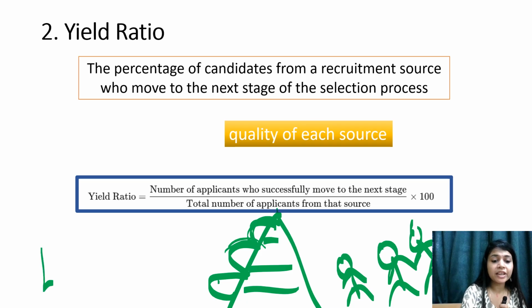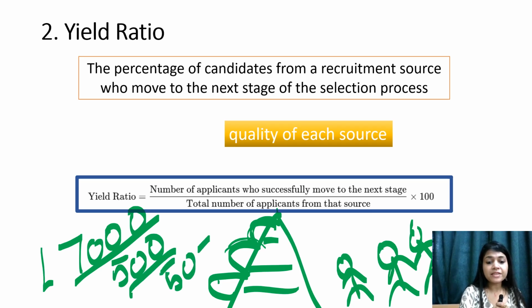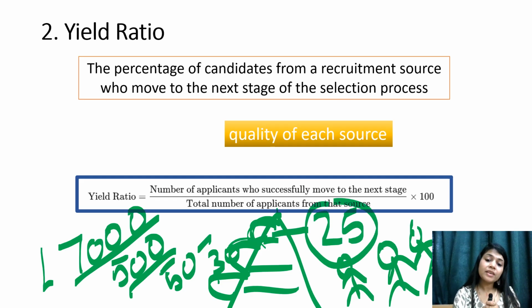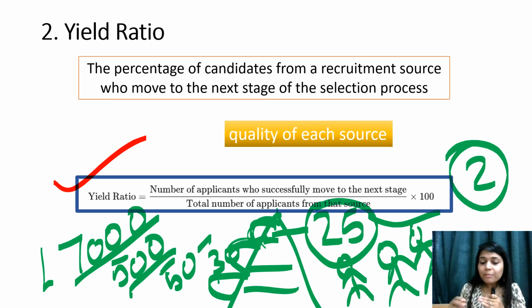Let's say the pool initially had 7,000 people, out of which only 500 were shortlisted. Then 50 were called for presentations. Out of them, only 30 were called for interview. On the basis of the interview, only 25 were kept for written tests. And then two were hired. Just for an example. The formula for yield ratio is the number of applicants who successfully move to the next stage upon the total number of applicants from that source, into 100.